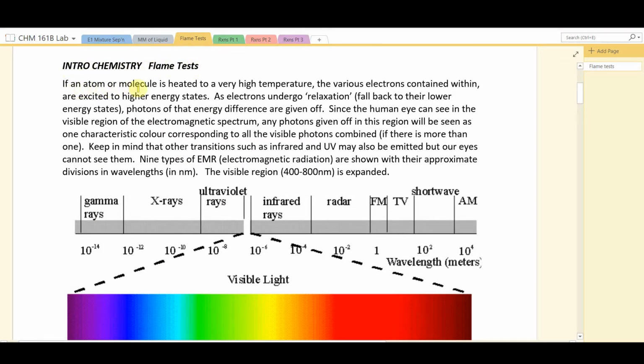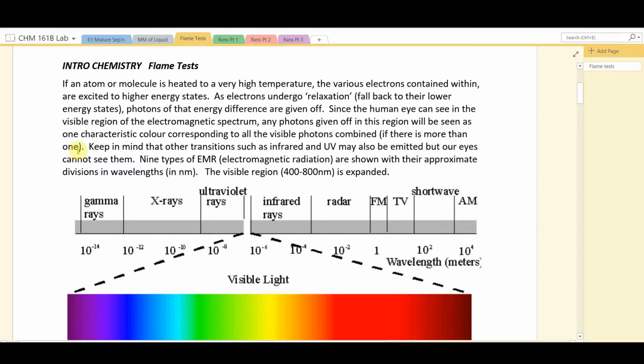If an atom or molecule is heated to a very high temperature, the various electrons contained within are excited to higher energy states. And then as electrons undergo relaxation, meaning falling back to lower energy states, photons of that energy difference are given off. Since the human eye can see in the visible region of the electromagnetic spectrum, any photons given off in this region will be seen as one characteristic color corresponding to all the visible photons combined, if there are more than one emitting at the same time.